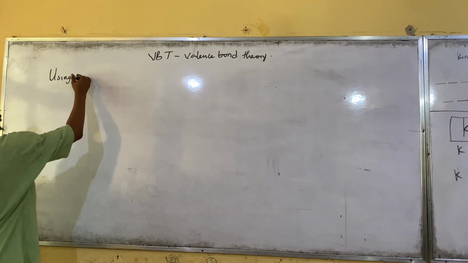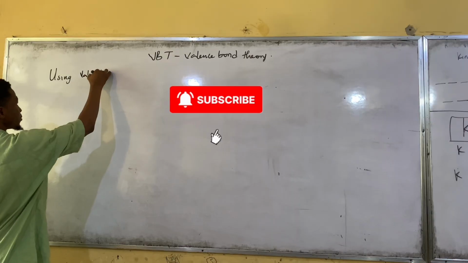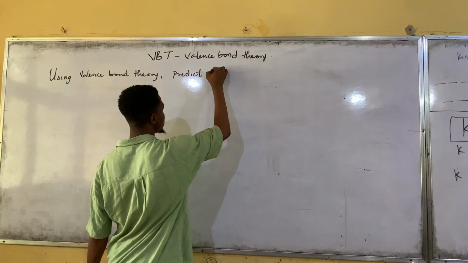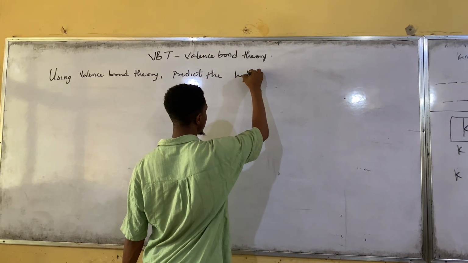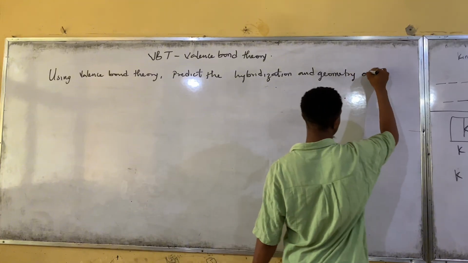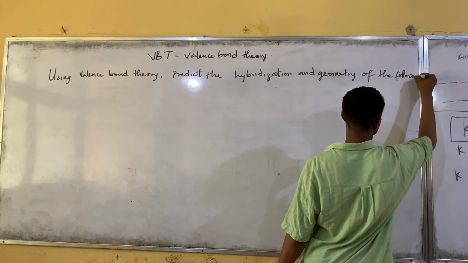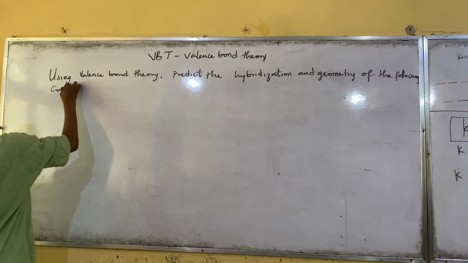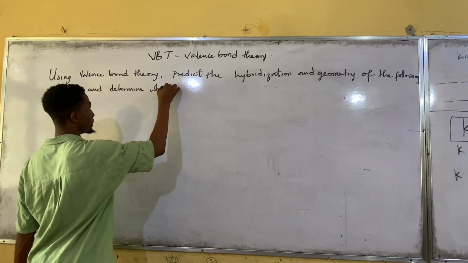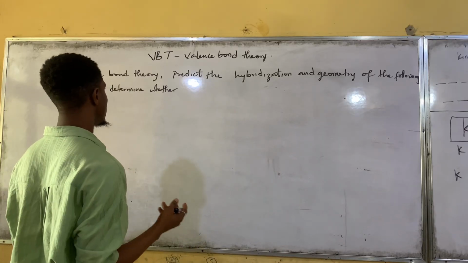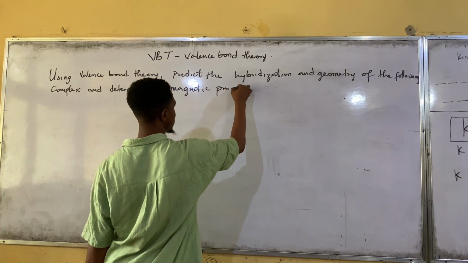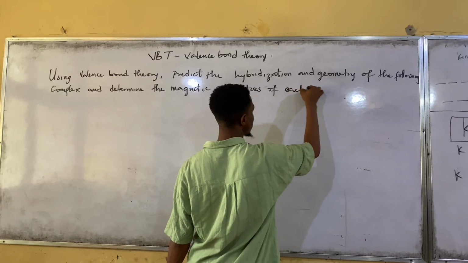VBT, valence bond theory. Let's try the question. Using valence bond theory, predict the hybridization and geometry of the following complexes, and determine the magnetic properties of each complex.